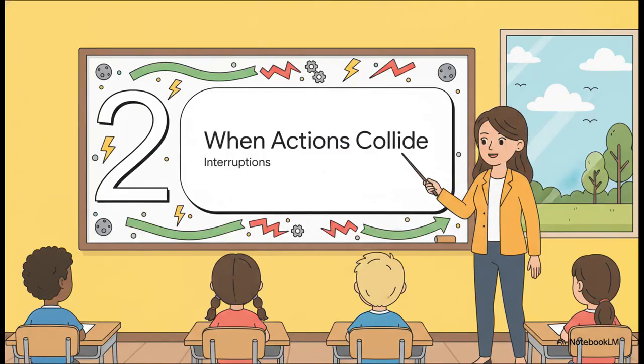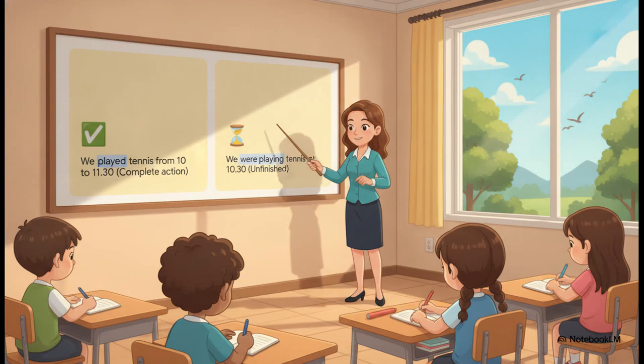Moving right along to Section 2, When Actions Collide. Because let's face it, life isn't just one smooth, continuous action, is it? Things happen. Interruptions happen. So the really crucial point here is understanding the difference between these two states.